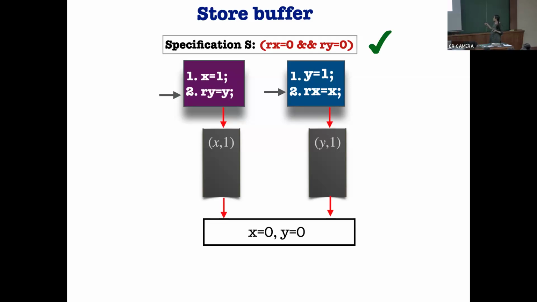Now, this is an extra behavior which sequential consistency did not give you. So this is what we call a weak behavior. Weak in the sense, normally when I say weak, sequential consistency is a very strong memory model. So as you become weaker and weaker, you allow more and more behaviors. That is the meaning of the term weak.